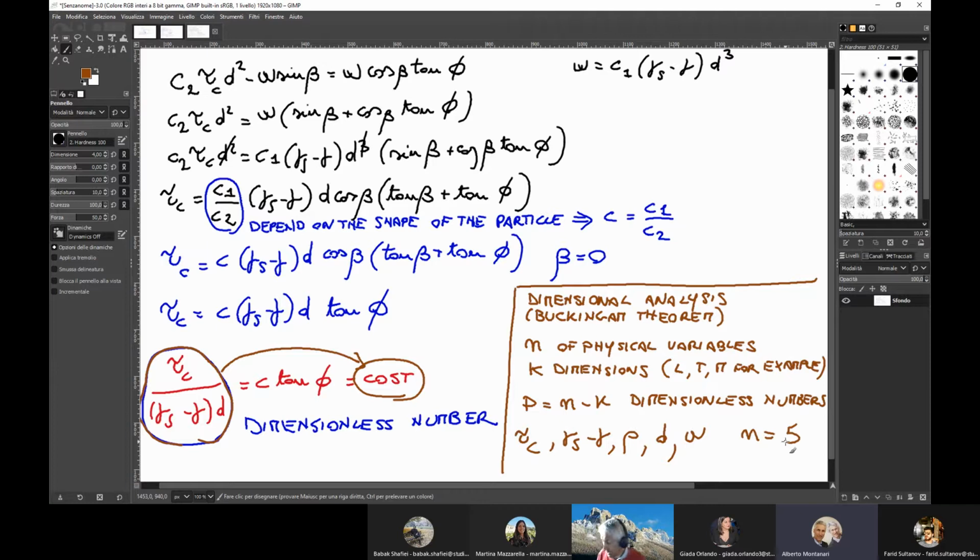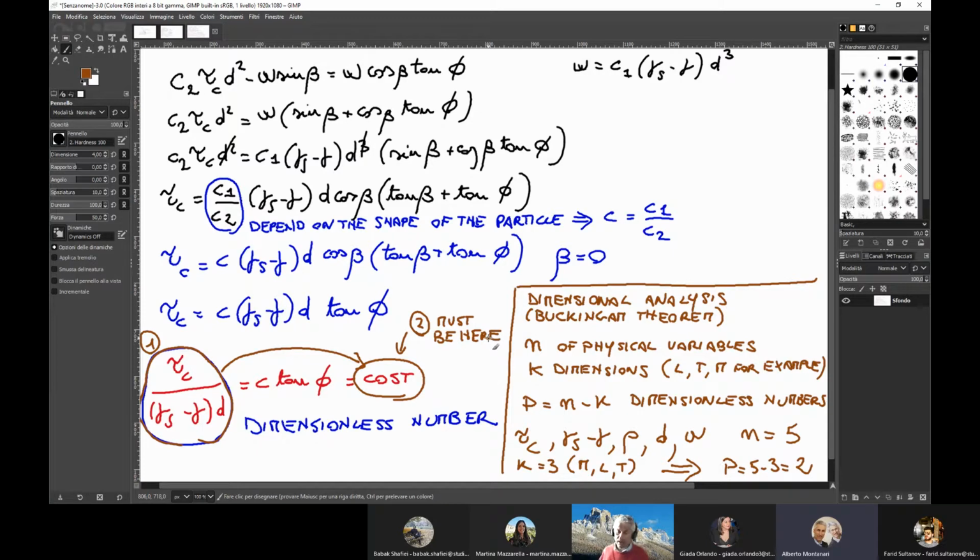If I look at the dimensions, how many they are? They are k, it's equal to 3, precisely, mass, length, time. Good. Then what can I say? I can say that P is equal to 5 minus 3 equal 2, which means that I can describe the process with two dimensionless numbers. One is here, and the second one must be here. So it's not a constant, but it's a dimensionless number.